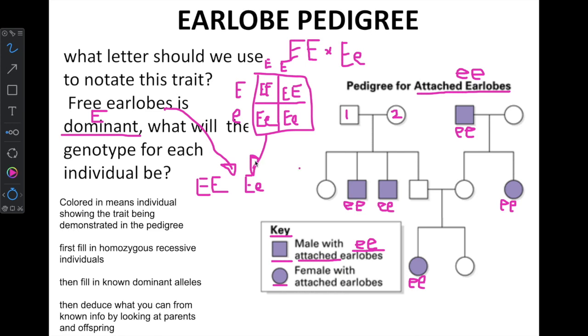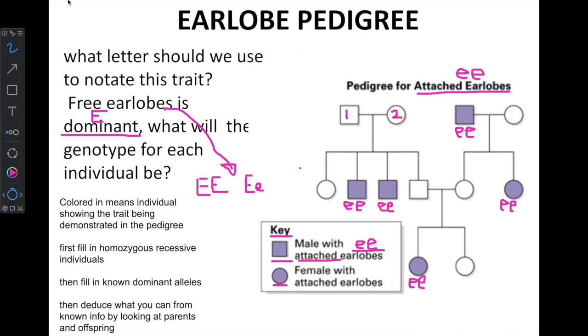What we see is that you only have homozygous dominant or heterozygous, both of which would be free earlobes. So this pair also cannot create any homozygous recessive kids. Like capital E, lowercase e, there's no possible way it creates recessive children. So that does not work, right? Now we need to try our last option.